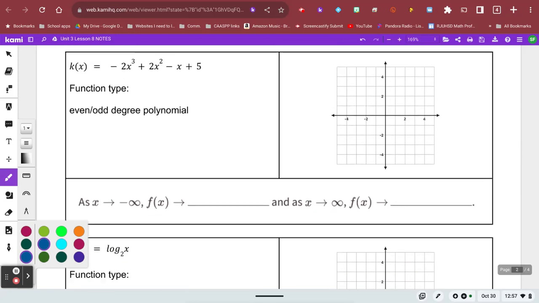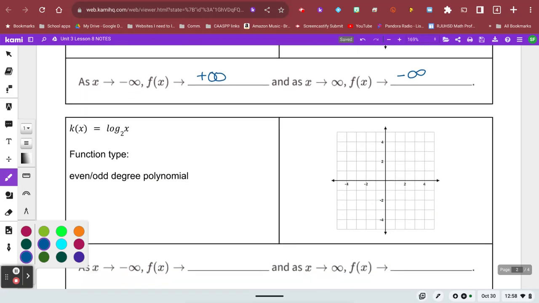All right, so with this one, it is a cubic, and it is odd. Again, it's going to cross on the y-axis at 5, but sort of flipped. And with this one, as x goes towards the negative infinity side, our graph is actually going up to the positive infinity. And as we go towards positive infinity, our graph is going down. So it's going down over here.